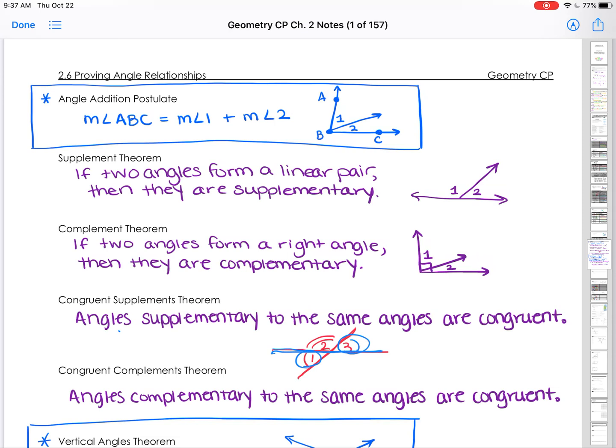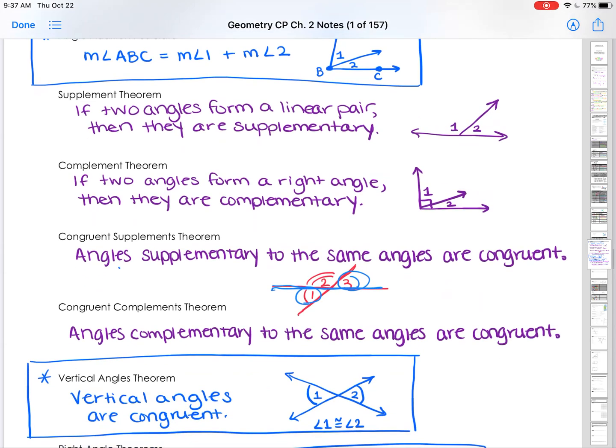Supplement theorem allows us to say that if two angles form a linear pair, then they are supplementary. The complement theorem says that if two angles form a right angle, 90 degrees, then they are complementary. Really, this kind of sounds like the definitions of those things. The congruent supplements theorem says that if angles are supplementary to the same angle, then they are congruent. So if two angles are supplementary to the same angle, I can say that they are congruent.